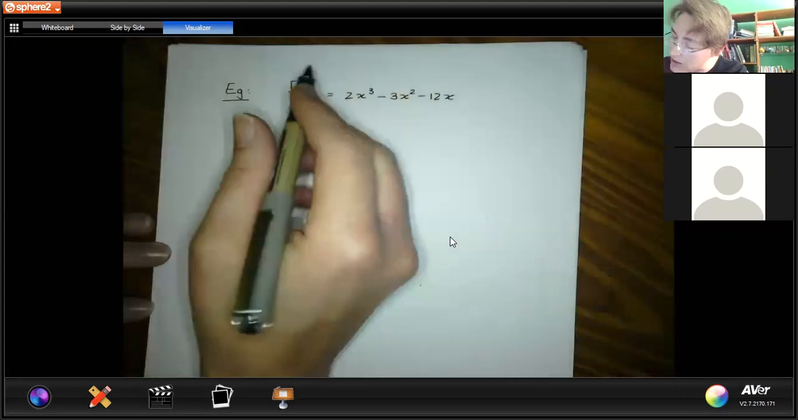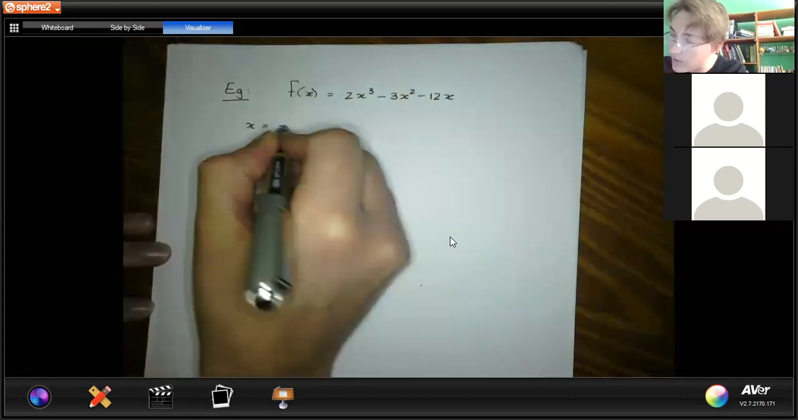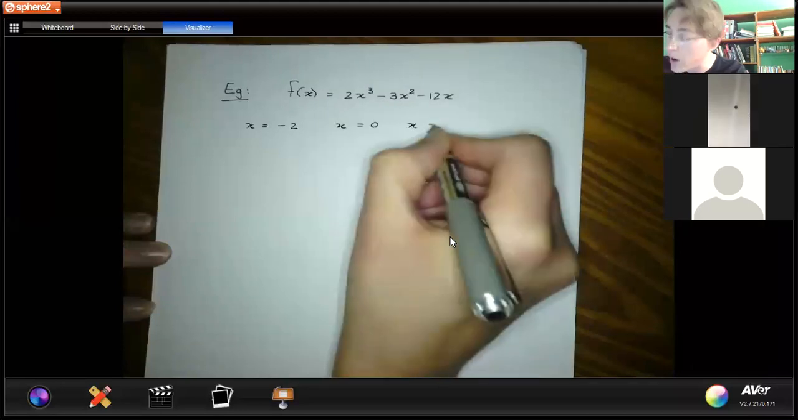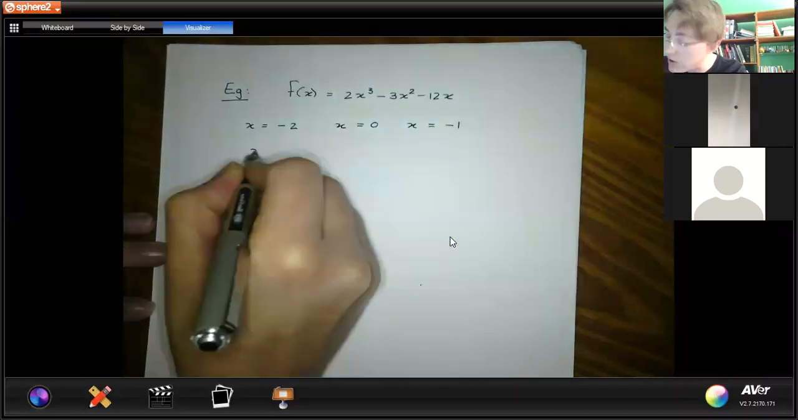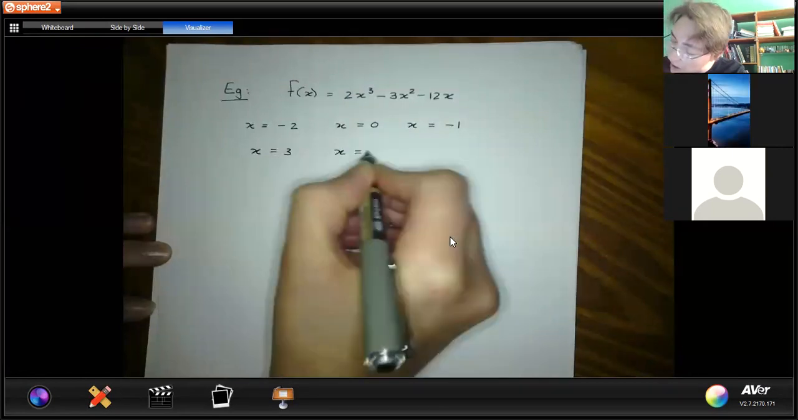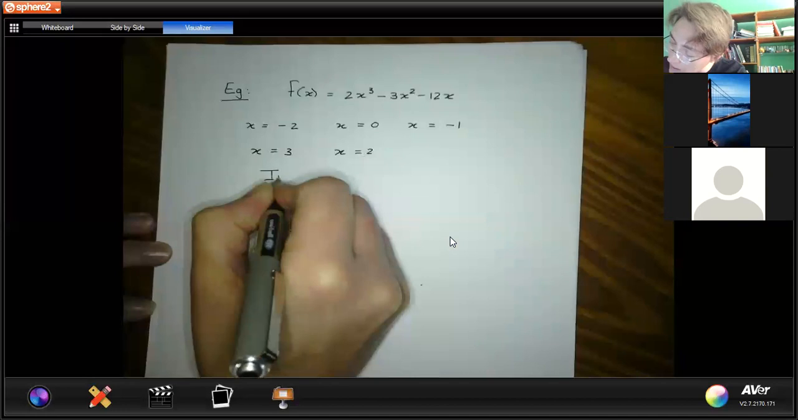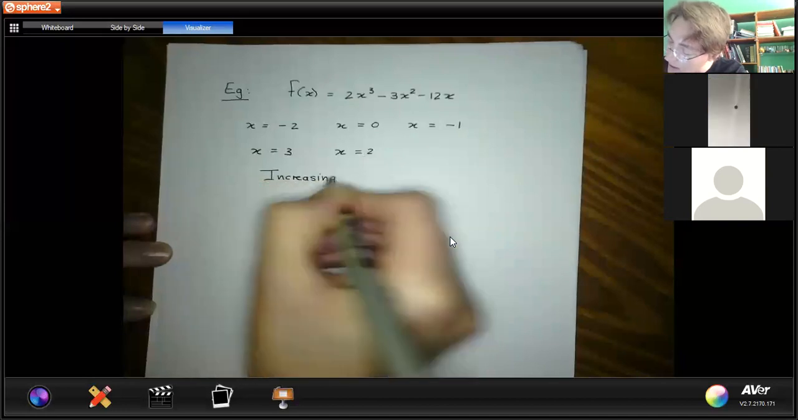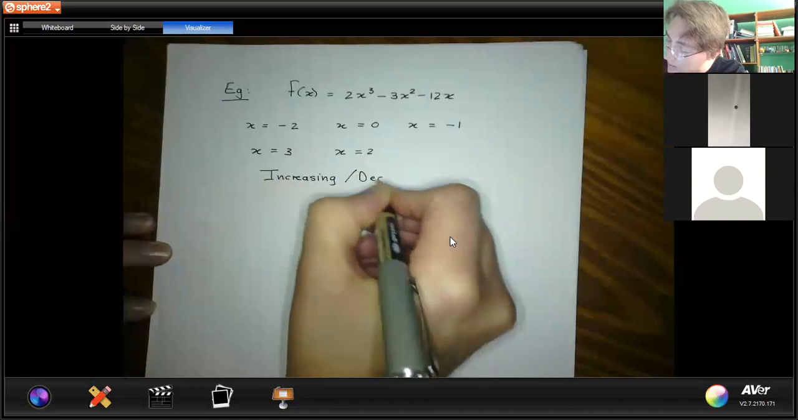They've given you x is equal to -2. They've given you x is equal to 0. They've given you x is equal to -1. They've given you x is equal to 3. And they've given you x is equal to 2. And the question is, is the graph increasing or is the graph decreasing at those values?